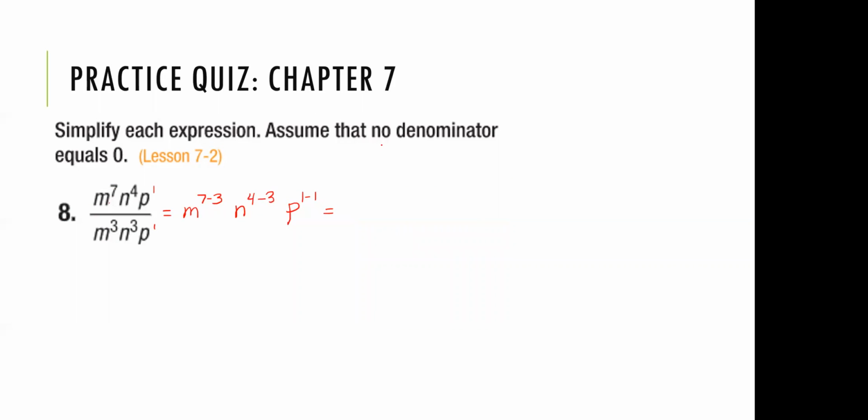All right, so then m to the power of 7 minus 3, that would be m to the power of 4. And then n to the power of 4 minus 3, that's 1. So we can leave it as n. And then p to the power of 1 minus 1, well, that's 0. And anything to the power of 0 is just 1, so that when you multiply, it just ends up being m to the 4th times n, and that is our final answer there.